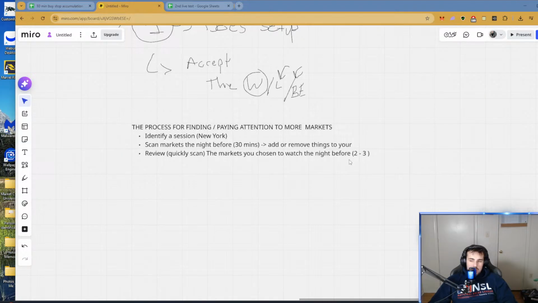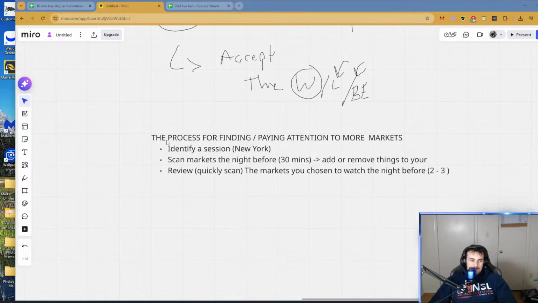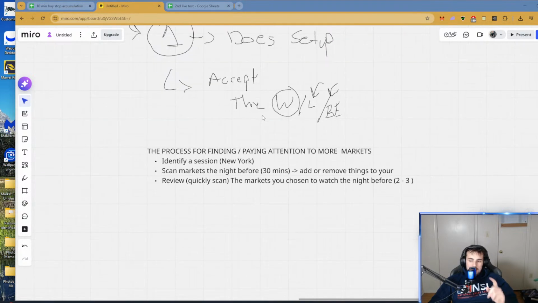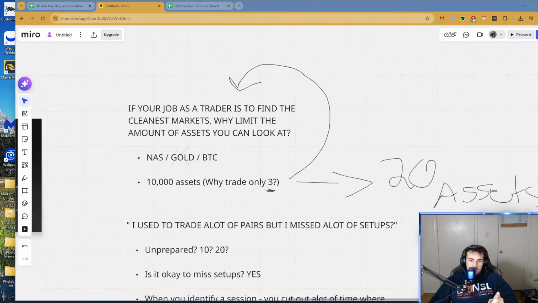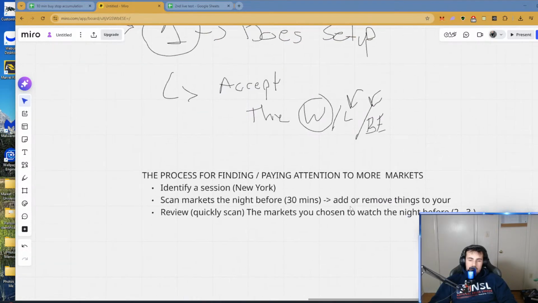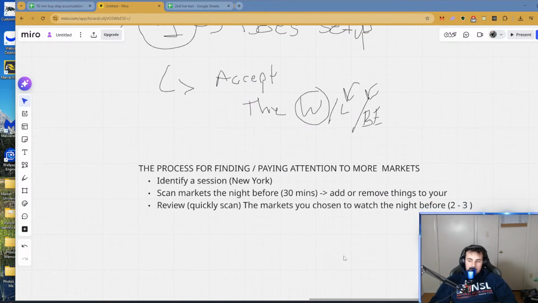So if you screenshot this, typical me, you can actually implement this every single day the night before and before New York Open. This is going to help you get out of the mindset that you need to just hone in on 1 to 3 assets, because from what you said, you were missing a lot of setups because it was too hard to manage. So now what we've done is we've gone ahead and we fixed the managing portion so that you can actually focus in on the setups that actually matter.